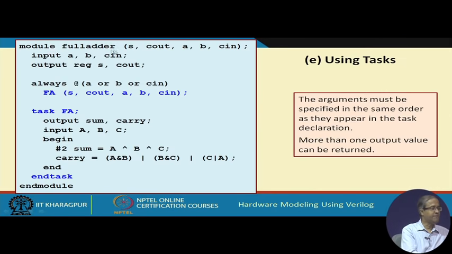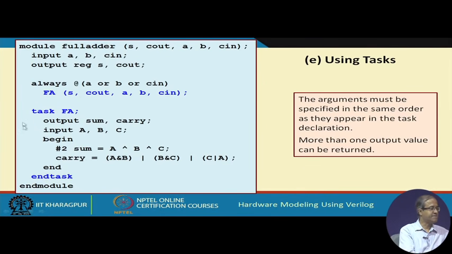So, this is again a full adder example. We are using behavioral modeling, saying always @(A or B or C_in), whenever the inputs change. Well, instead of writing the sum and carry expressions, we are calling a task. Now, fa is a task we have defined, and within brackets the list of parameters: s, c_out, a, b, c_in. In this list of parameters, 3 of them are inputs and 2 of them are outputs. So, s and c_out will be returned.